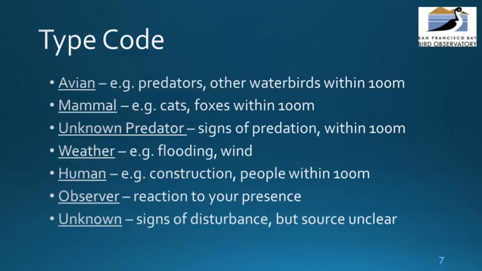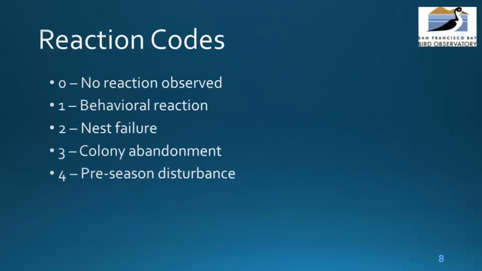You only need to record 1 row for each disturbance. For example, if you see 3 pedestrians during your survey, you only need to record 1 disturbance and the number of pedestrians can go in the notes. The result codes are for recording the severity of the disturbance.